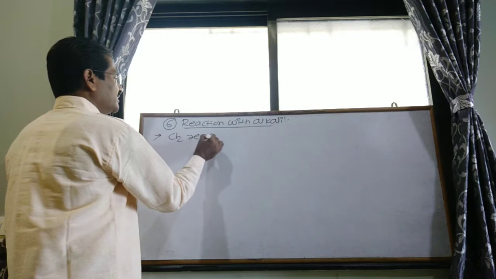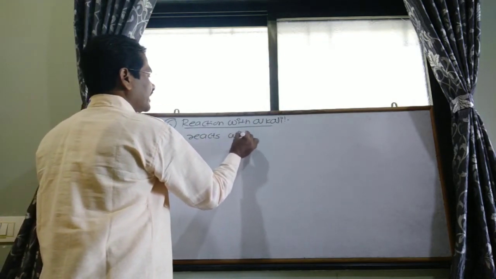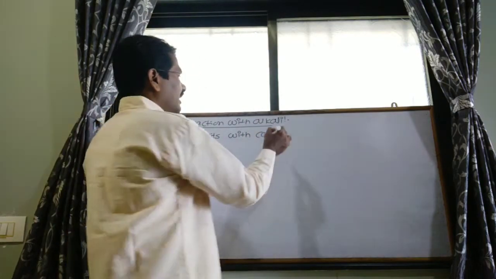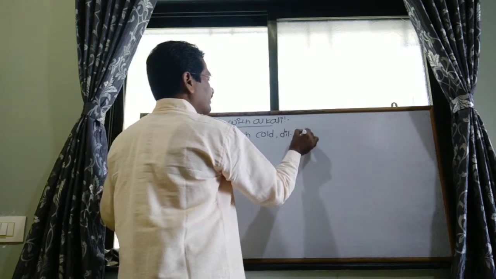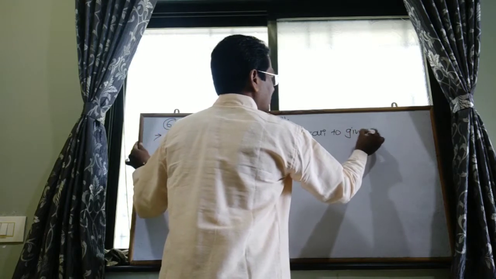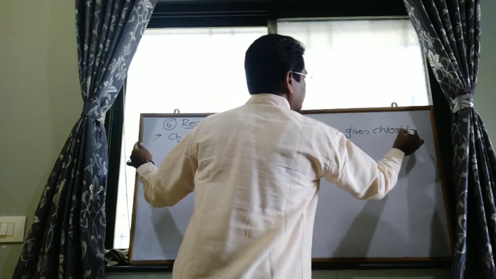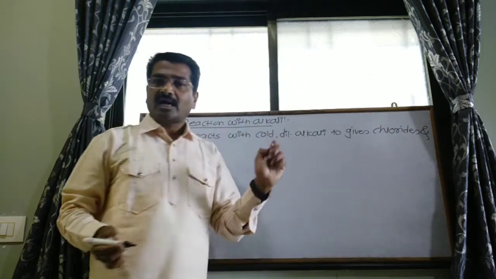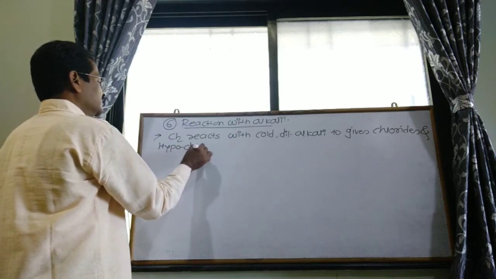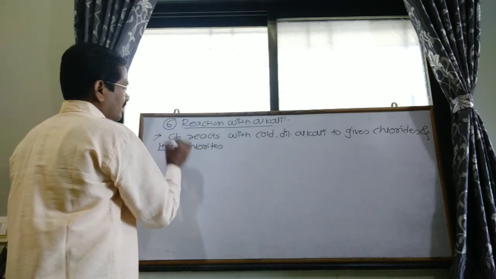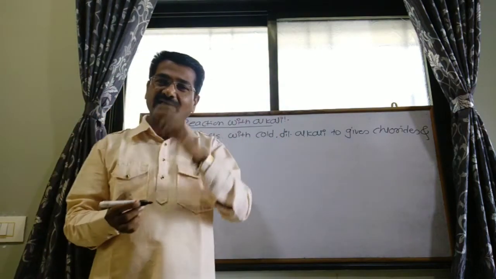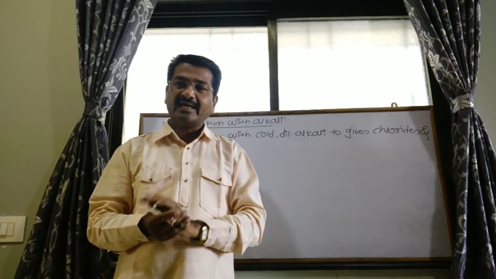Cl2 reacts with cold, dilute alkali to give chlorides and hypochlorites. When chlorine reacts with cold or dilute alkali, it forms chlorides and hypochlorites.